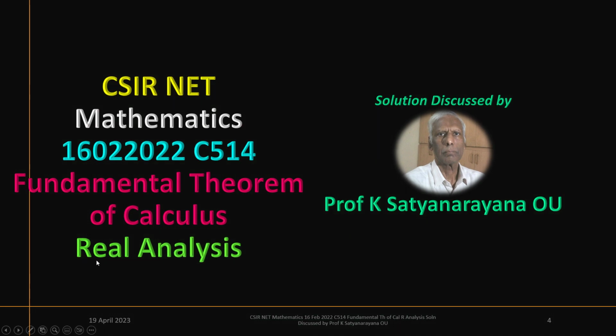We now discuss the solution of a problem from the section Real Analysis. The question is based on the Fundamental Theorem of Calculus. This question has appeared in the CSIR National Eligibility Test held on 16th February 2022 and it is from part C of the question paper.